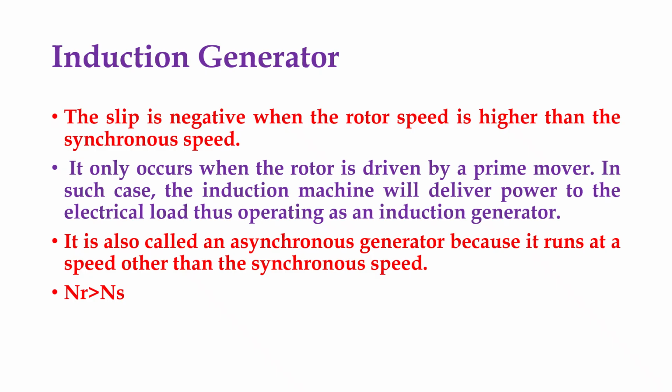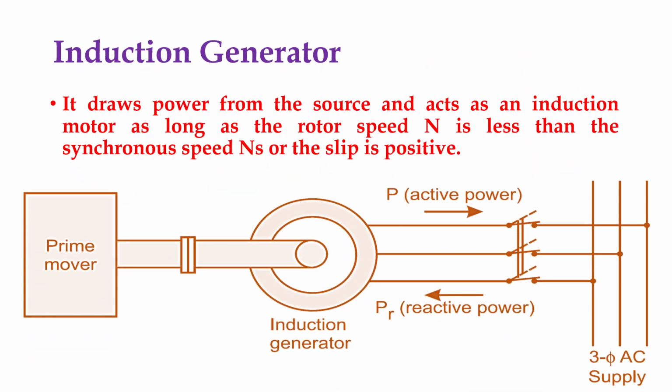How do we achieve this negative slip? As we know, the slip speed is Ns minus Nr. If we make Nr greater than Ns, then the slip will be negative. So how do we achieve this? By running a cage rotor above the synchronous speed, the slip will be negative. At that time, the machine will develop the EMF and the stator current will be supplied to the grid.